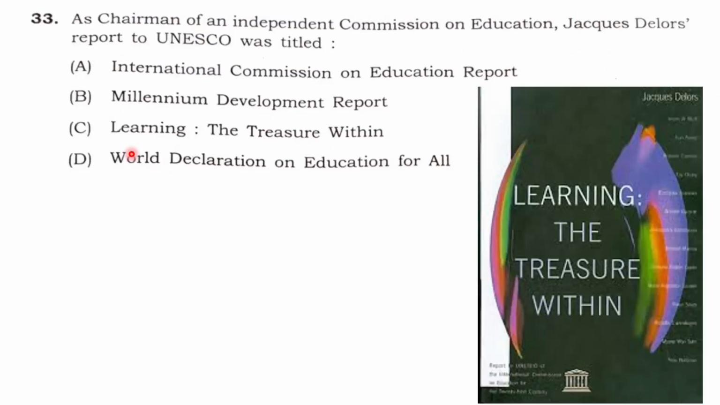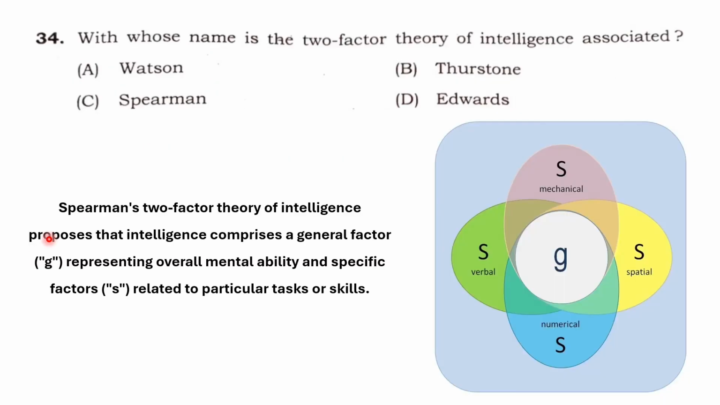Next question. The chairman of an independent commission of education, Jacques Delors, report to UNESCO was titled as, the answer is Learning: The Treasure Within. So this is a Jacques Delors report which was submitted to UNESCO. Next question is, whose name is associated with two-factor theory of intelligence? The correct answer for two-factor theory of intelligence is Spearman.